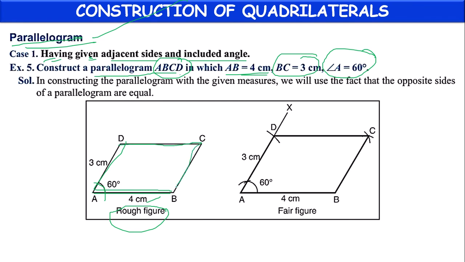If we join BC and CD, we will get a parallelogram. This is the rough figure. We know that in a parallelogram, opposite sides are equal. So, this CD value will also be equal to AB, which is 4 cm. BC will be equal to AD, which will be 3 cm.